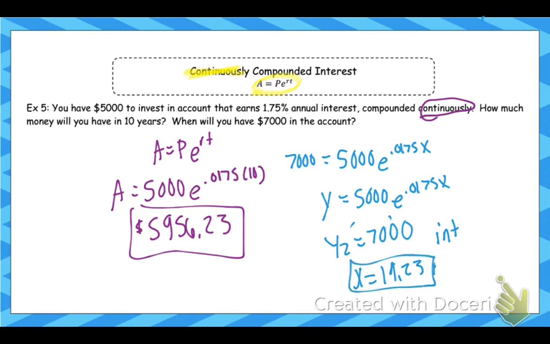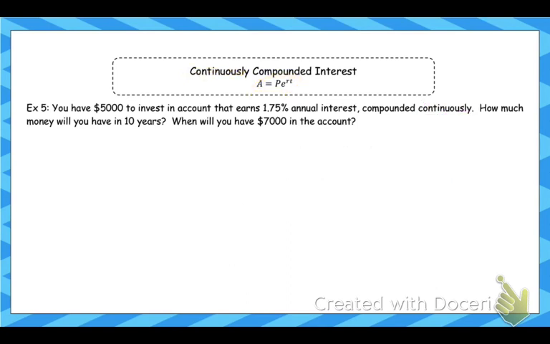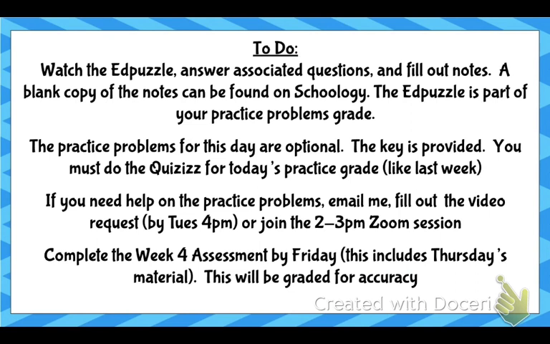All right, so that is it for your applications. Your to-do list for today is very similar to last week's first lesson. The practice problems are going to be optional again, and the key is on there for you to check your answers. But the quizzes is going to be the practice grade in addition to this Ed Puzzle. So make sure you do that quizzes. It's pretty short again, about 9 multiple choice questions.